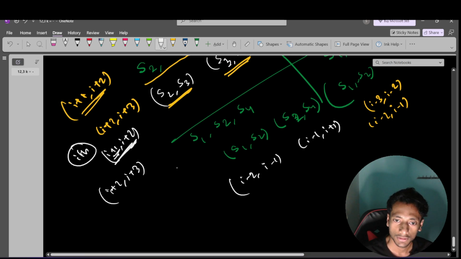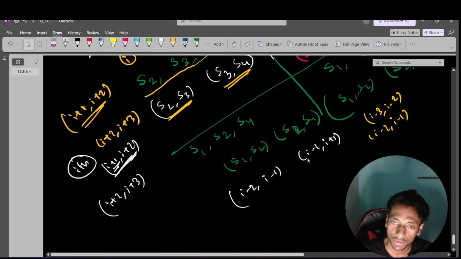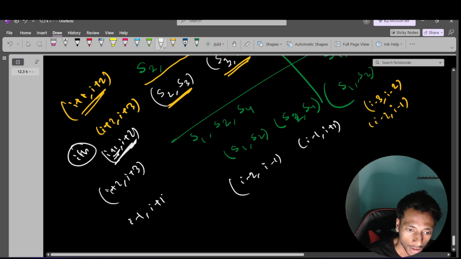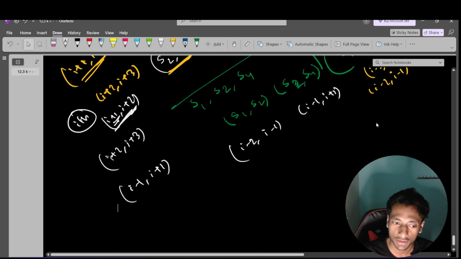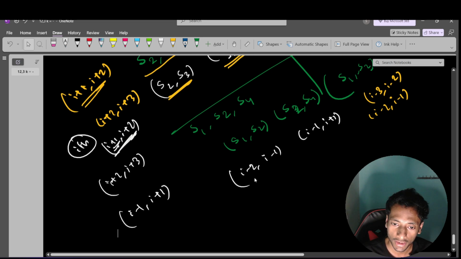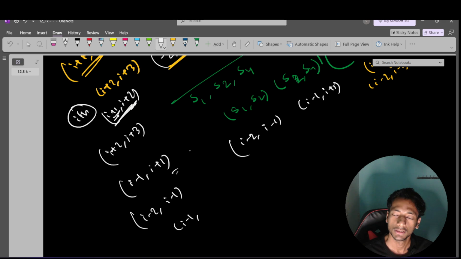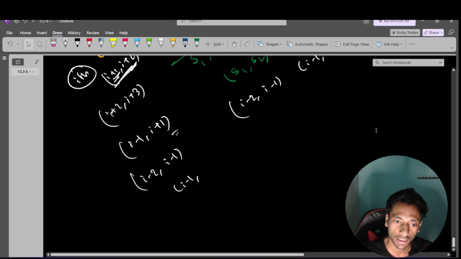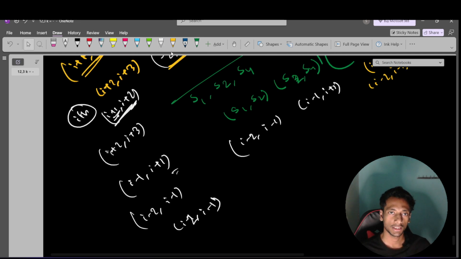Okay. Another situation: when you remove s2, the possible pairs are I minus 1 with I plus 1, and another is I plus 1 with I plus 2. I have already written this pattern. When I remove s3, what do I get? I get I minus 2 with I minus 1 and I minus 1 with I plus 1. Okay, I have already written it. Next, another pattern is I minus 2 with I minus 1. So these different positions are possible, right?